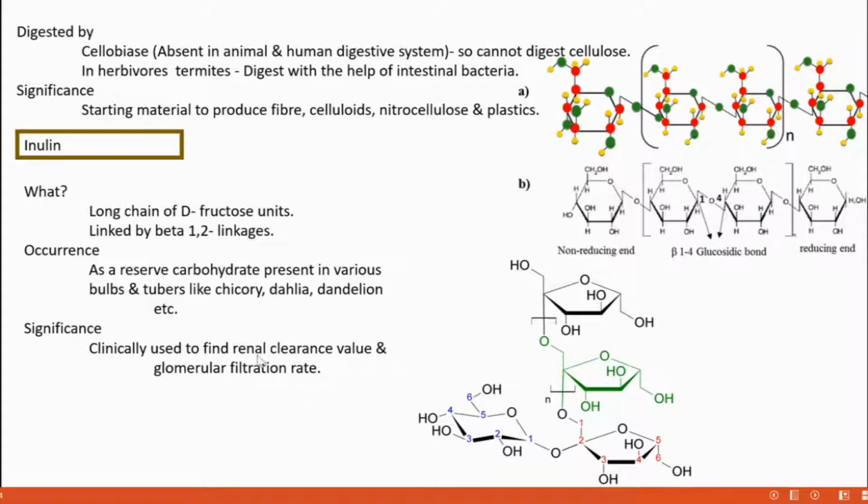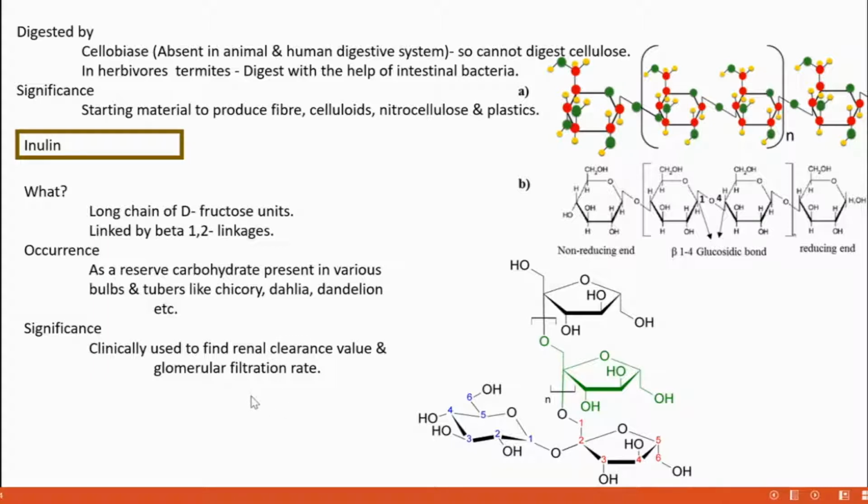Both of these are methods used to understand the proper functioning of the kidney, whether the kidney is functioning properly or not. Renal clearance value is a method used to understand the rate of removal of a toxicant from the body of the patient in unit time. That also indicates how the kidney is functioning.